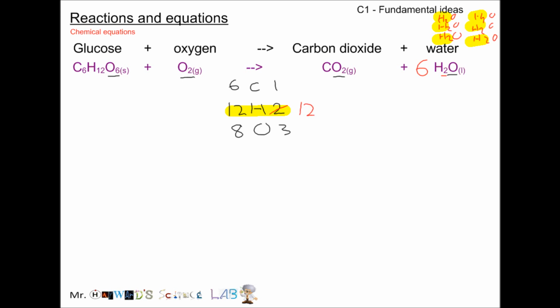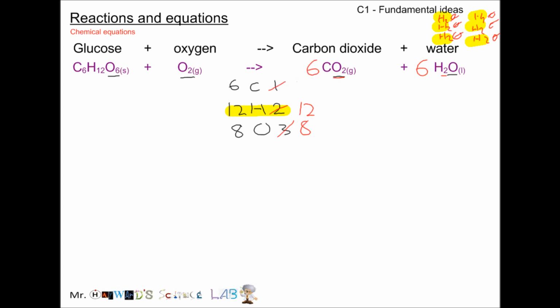However, this has changed the number of oxygens. You can see we've got 1, 2, 3, 4, 5, 6 oxygens, as well as the 2 over here. So that's 6 plus 2, which is 8 oxygens. Now we need to balance the number of carbons. We've got 6 carbons on the left. We can only change one thing on the right, carbon dioxide, because that's the only thing that contains carbon. So we give it 6.